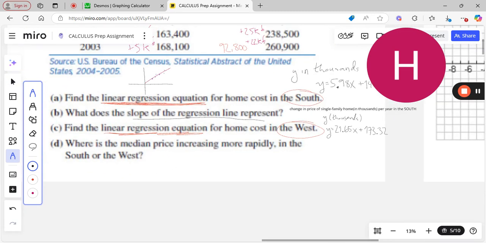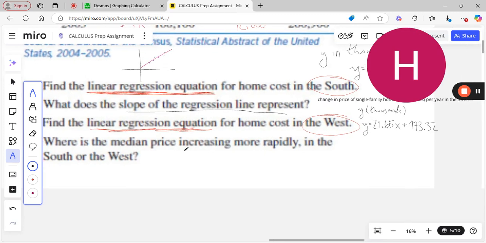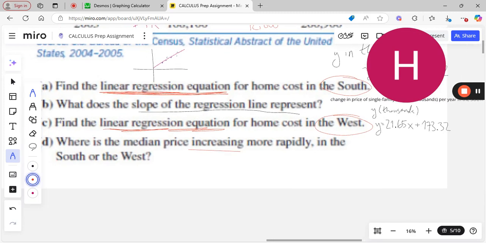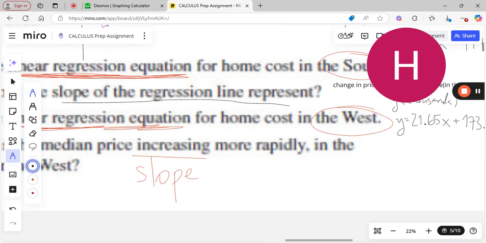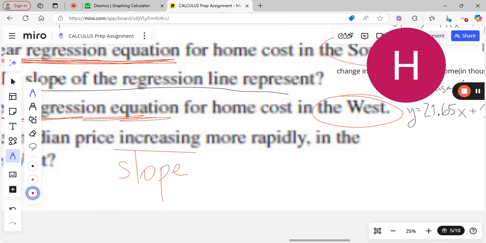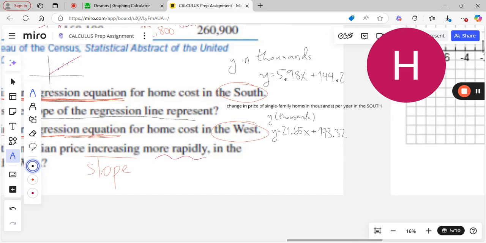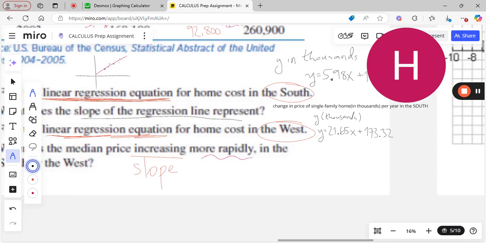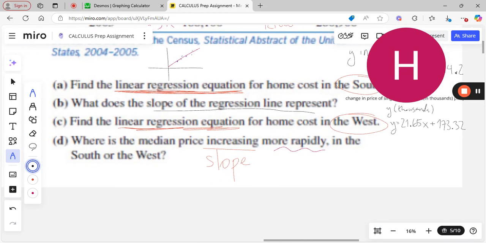So the question is, where's the median price increasing more rapidly? Increasing, which means slope is important, more rapidly. Now this question is very interesting because we could answer this in terms of percentage, or we could answer this in terms of overall slope. Typically, they're going to be concerned with overall slope.